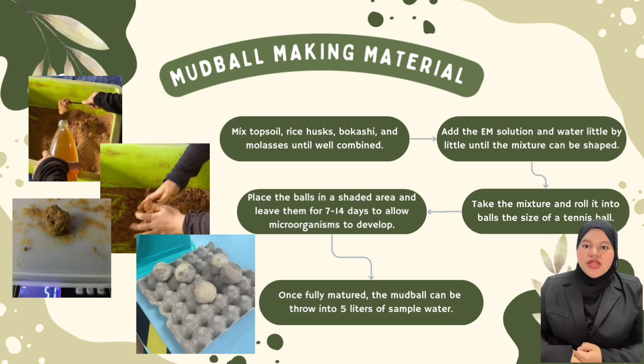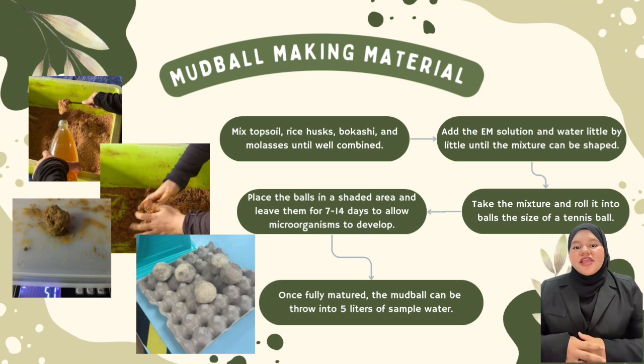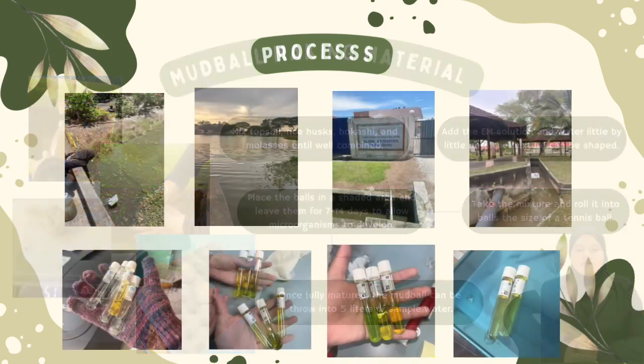I will explain how the EM mudballs are made. First, we mix topsoil, rice hulls, wakashi and molasses until everything is well combined. Then, we slowly add the EM solution and water little by little until the mixture can be shaped. Next, we roll the mixture into balls about the size of a tennis ball. After that, the balls are placed in a shaded area and left for about 7 to 14 days to allow microorganisms to grow and develop. Once the EM mudballs are fully matured, they can be thrown into drains, ditches, rivers or lakes to help naturally clean and improve the water quality. This simple process makes EM mudballs a low-cost and eco-friendly way to treat polluted water.